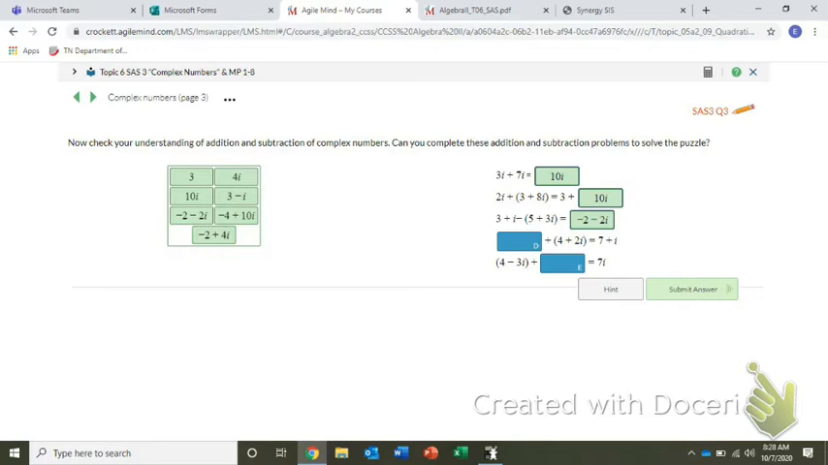Or what you could do is you could think, so I have a 4 right here, but I got to get to 7. So how many more do I have to have? I got to have that 3. I got a 2i, but I only want to have 1i, so what else should I do? Should I add 1 or should I subtract 1? Subtract 1. Either way it works.